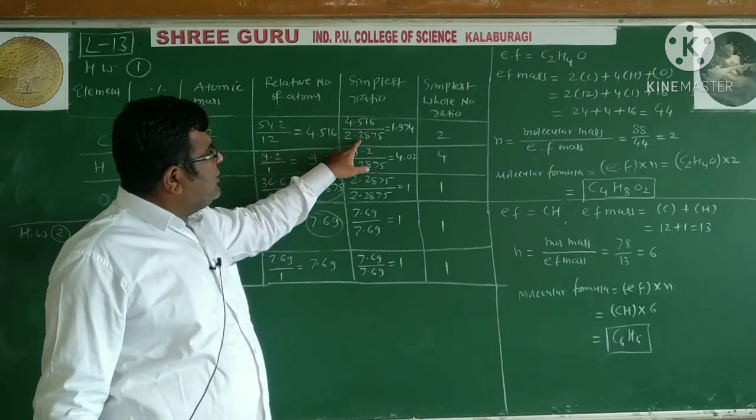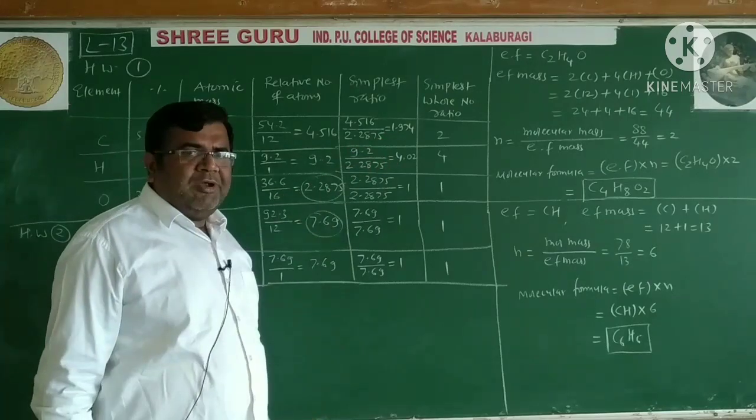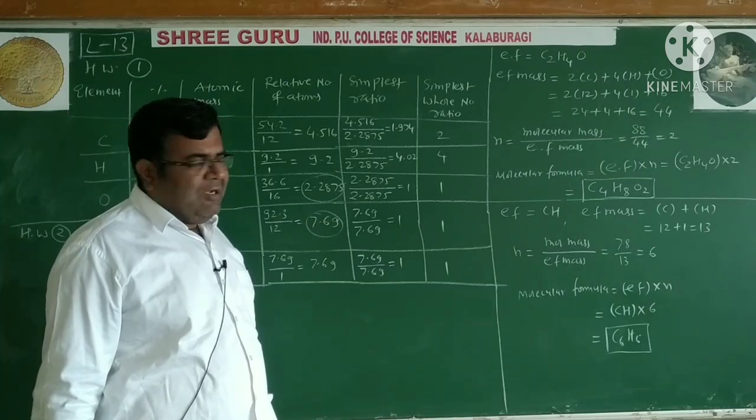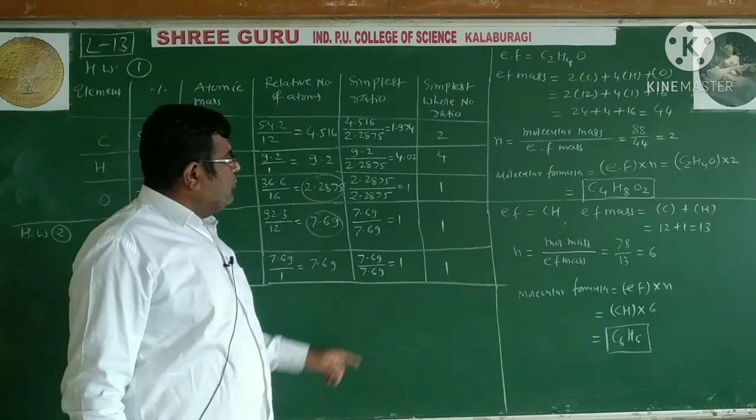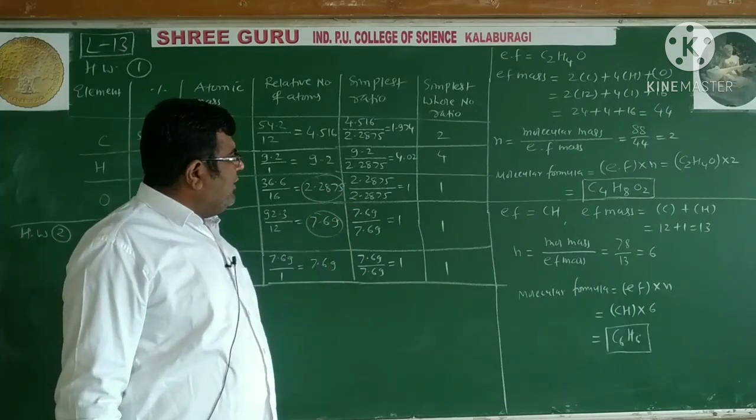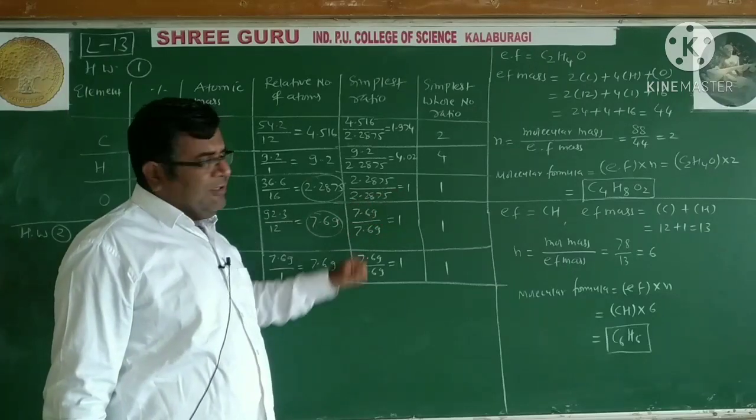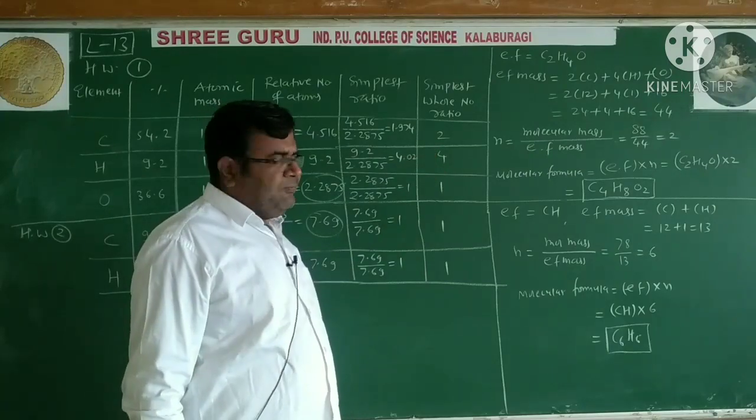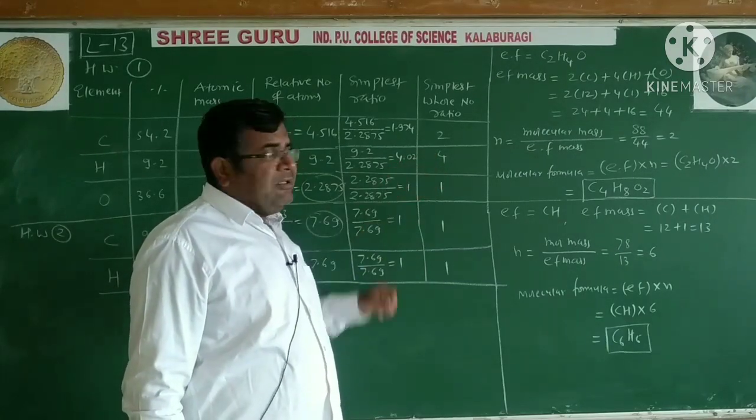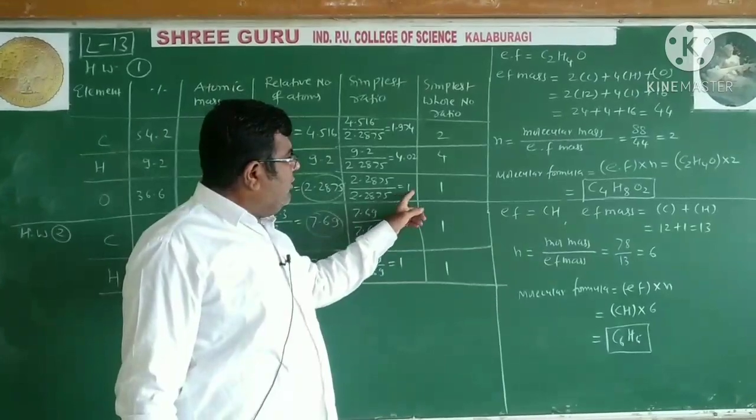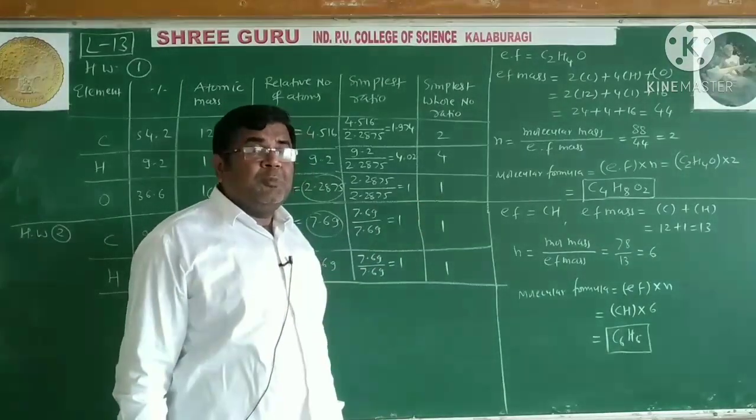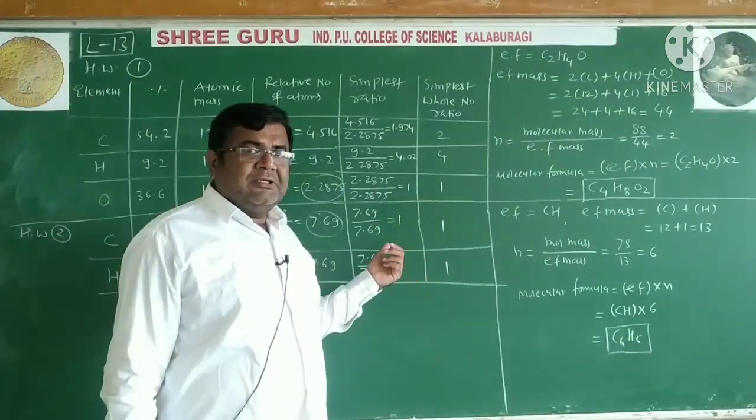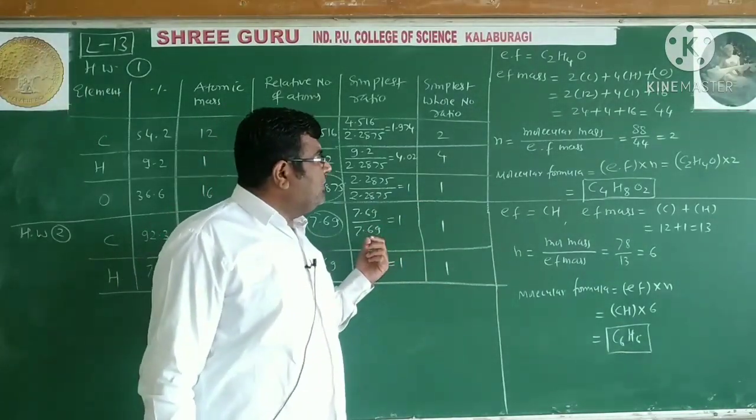4.516 divided by 2.2875 is 1.974. 9.2 divided by 2.2875 is 4.02. 2.2875 divided by 2.2875 is 1. 1.974 can be rounded off to 2. 4.02 can be rounded off to 4. 1 we have to keep as it is. No need to multiply these numbers with any integer because they are themselves nearer to whole numbers.